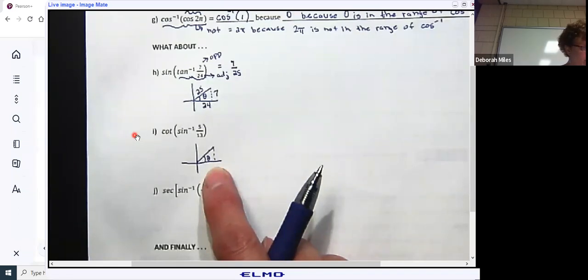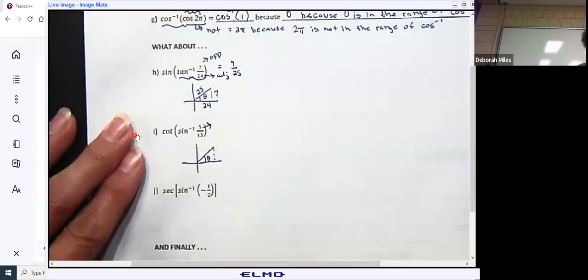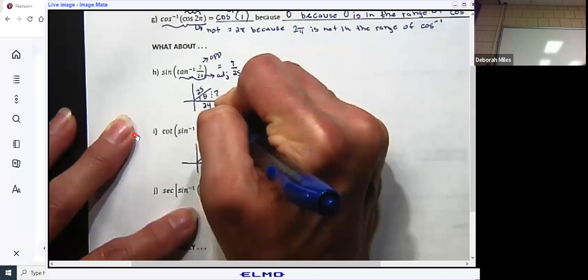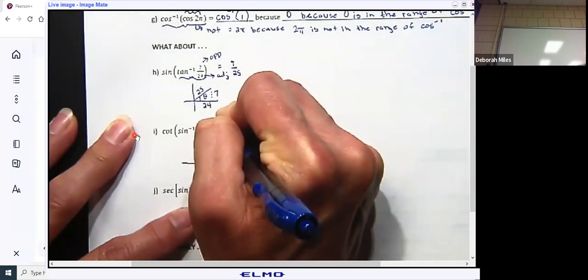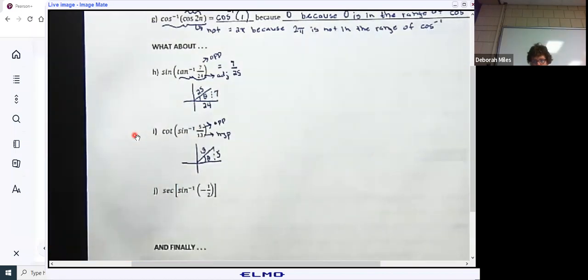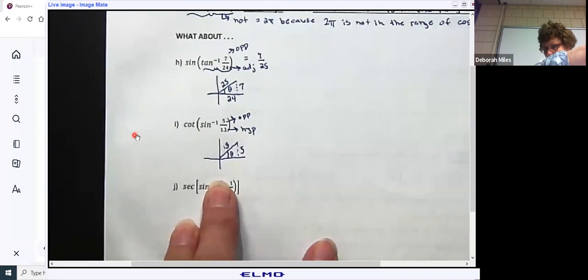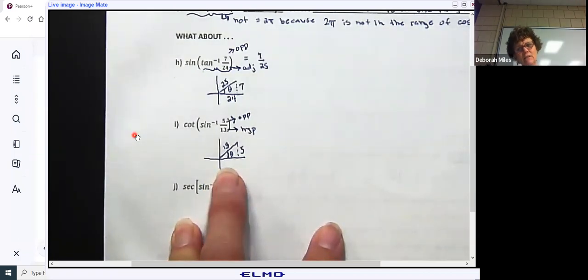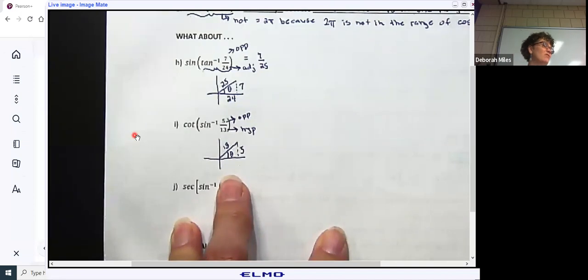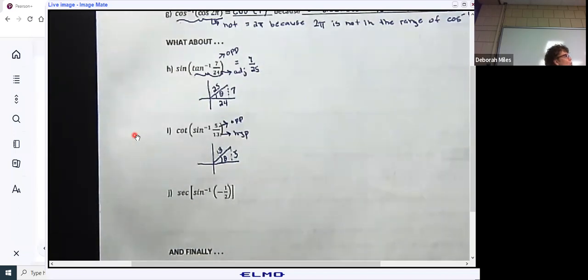Using opposite, adjacent, or hypotenuse, tell me what that 5 is. That's opposite. What's the 13? Yep. Do I need adjacent for cotangent? Sometimes I don't even have to find it. But what's the definition in terms of opposite, adjacent, and hypotenuse? What is cotangent?